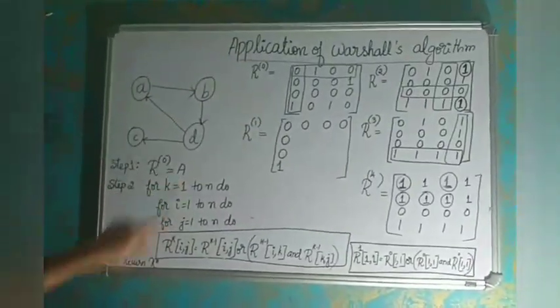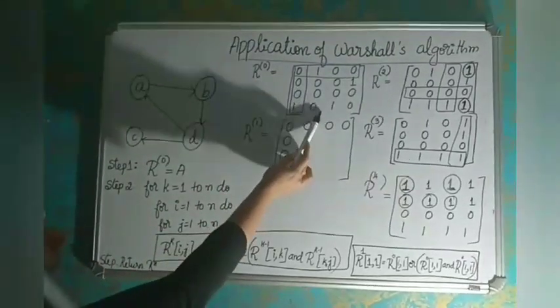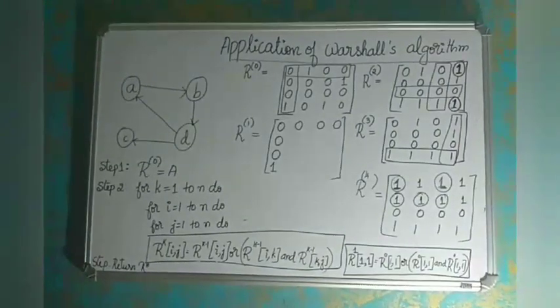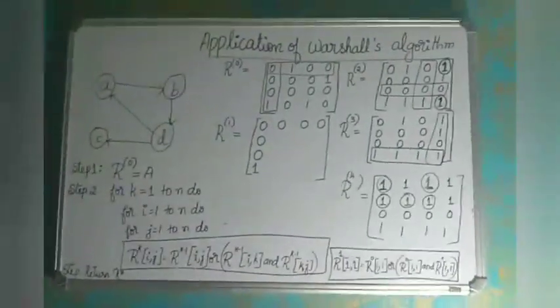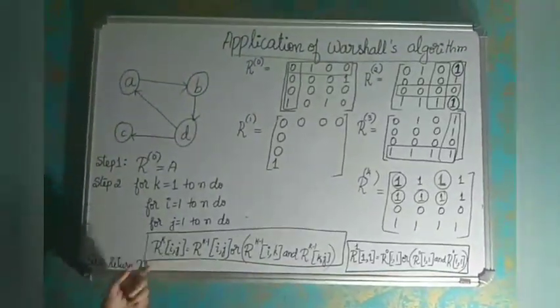So this is the sub-solution now. R0 is the sub-solution. R0 is nothing but A. So I have written the adjacency matrix as it is in R0. So 0, 1, 0, 0, 0, 0, 0, 1 and so on. Now how to find R1? You know that we have a formula here.